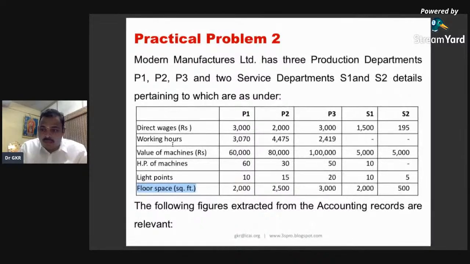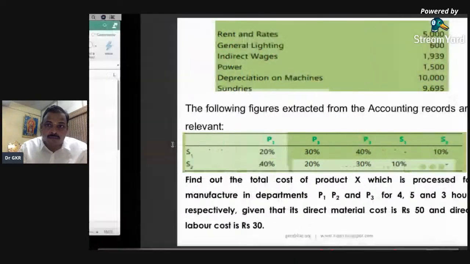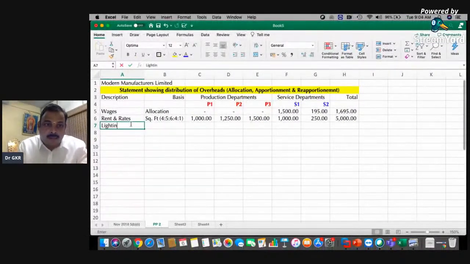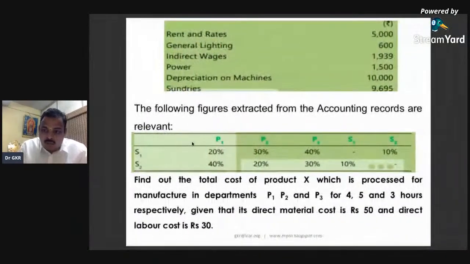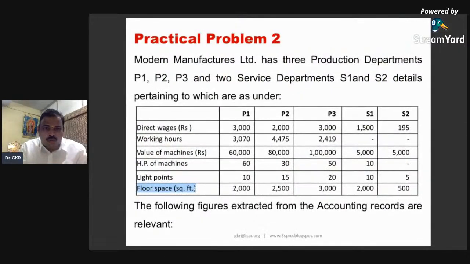Similarly, you have general lighting, which is 600. So lighting is 600. Now all of you know, lighting on what basis? Light points, if they are there. Sometimes, if light points are not given, you use floor area. Say in a production department 10 light points are there, meaning more illumination, so more power will be consumed there. Here it is 5 light points, meaning only 5 lights will be burning, and to that extent only the power will be consumed. So based on that. Otherwise you can even distribute on floor area if light points are not given.